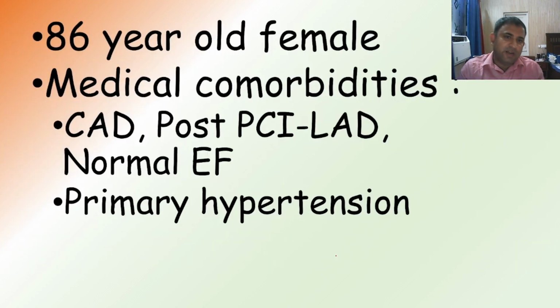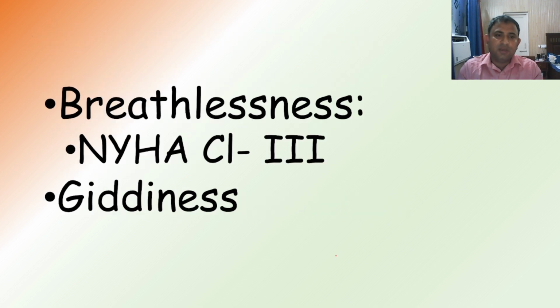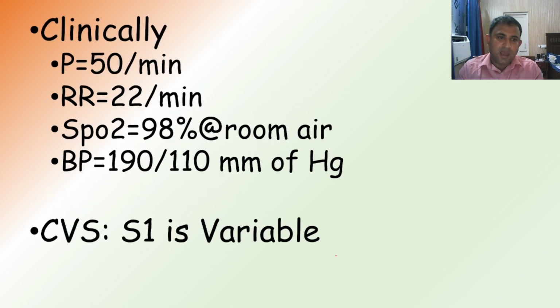Now coming back to our index case, which our dear friend Surya had seen yesterday night. So this 86-year-old female, already known medical comorbidities. She was a case of chronic stable angina and had undergone a PCI to left anterior descending artery and had a normal EF. And she was also a case of primary hypertension. She presented with breathlessness, NYHA class 3 of 2 days duration and giddiness with graying out in front of the eyes. She was having pre-syncopal attacks.